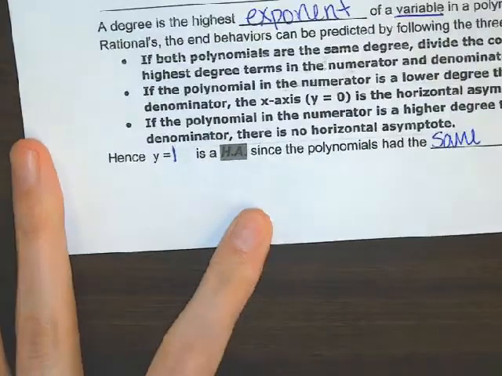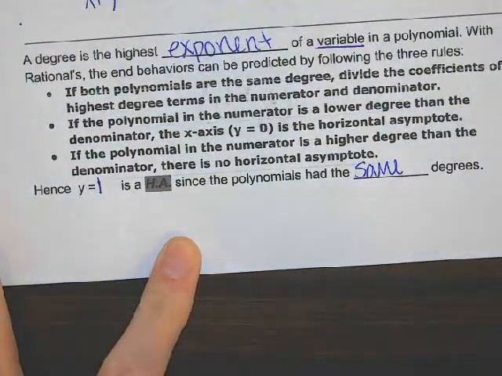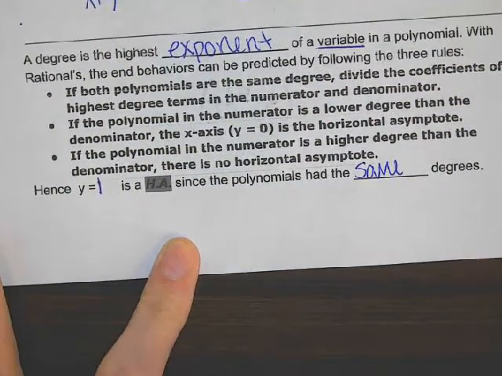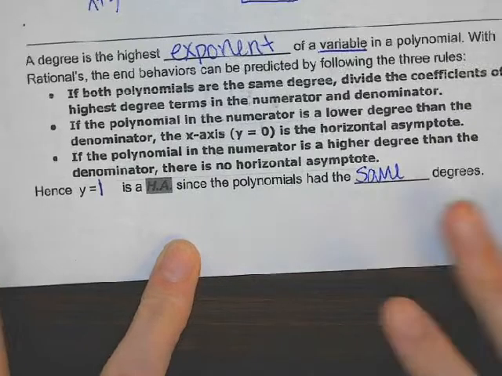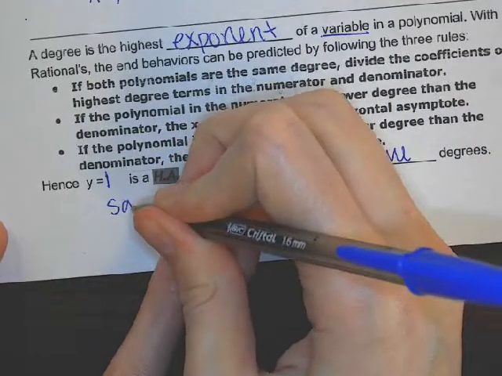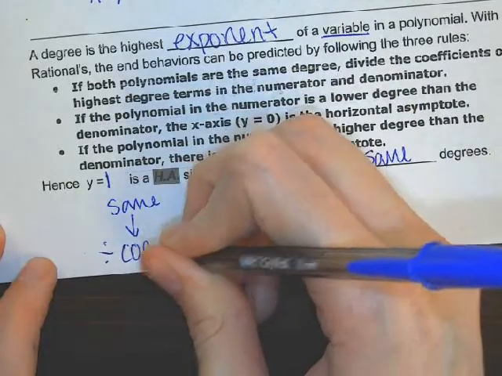When you get to pre-calculus, pre-calculus will explain the way that these work with limits, because the ending behavior is talking about a limit. What do they approach? But for right now, we're just going to teach you the 3 rules. So same means divide coefficients.